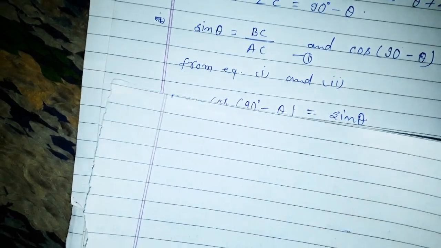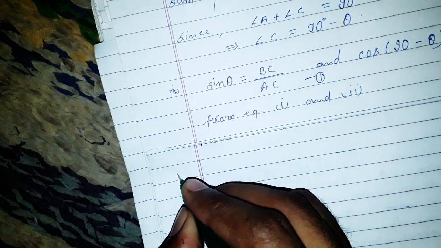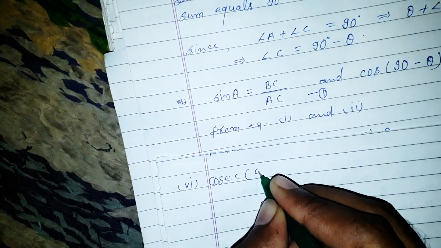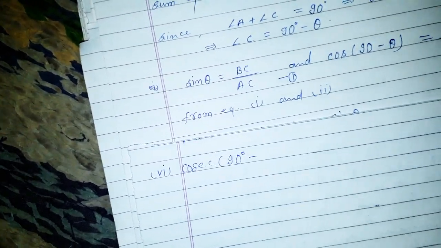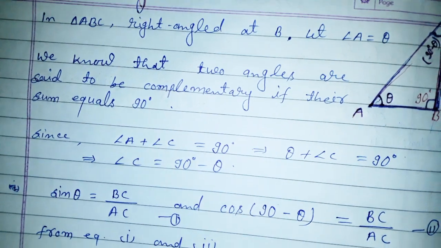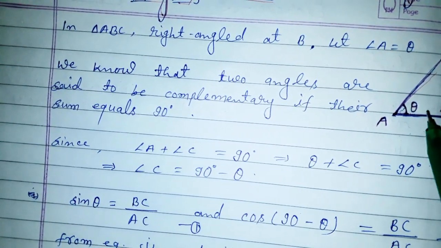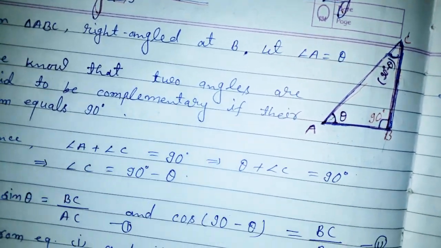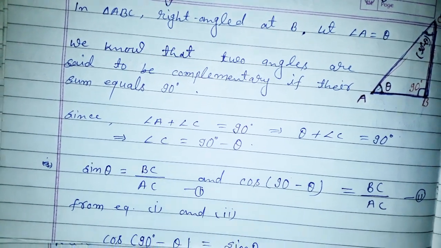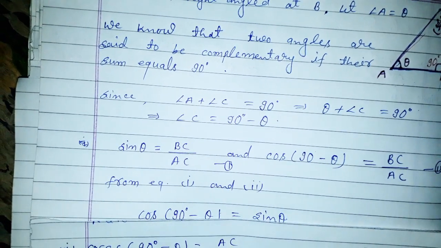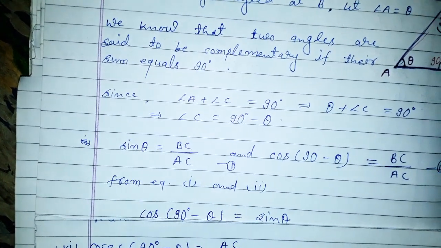Next is sec theta. Sixth, cosec 90 minus theta, this is the complementary angle, is equal to, what is cosec? Cosec is hypotenuse upon the opposite side to angle 90 minus theta. So write down here: the hypotenuse is AC and the opposite side is AB.